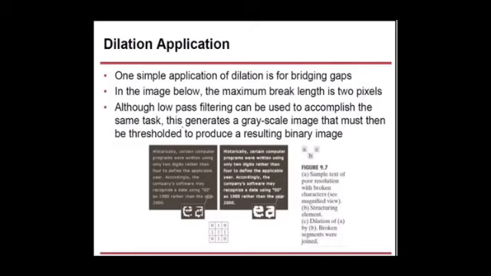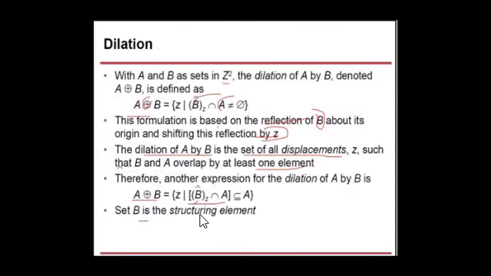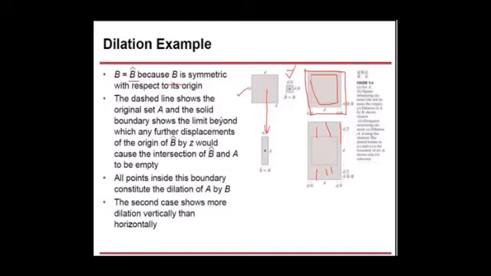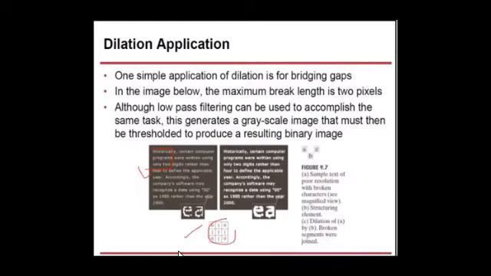Now let's see an example of dilation. Application of dilation: it is simply used for bridging gaps. See this image. In this image, the maximum break length is 2 pixels. We can use low pass filtering to accomplish this task, but we are using dilation for this purpose. See, in this image it was a very light type of image, but here we are getting a darker image. This is an example of dilation.